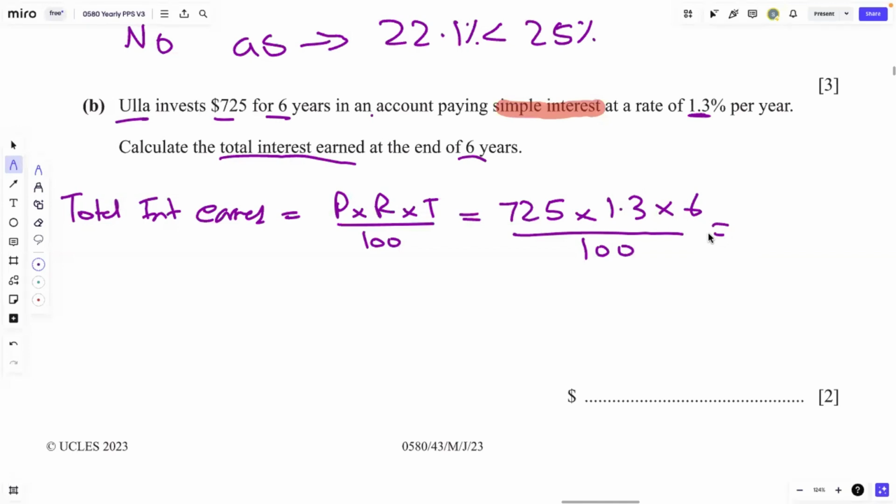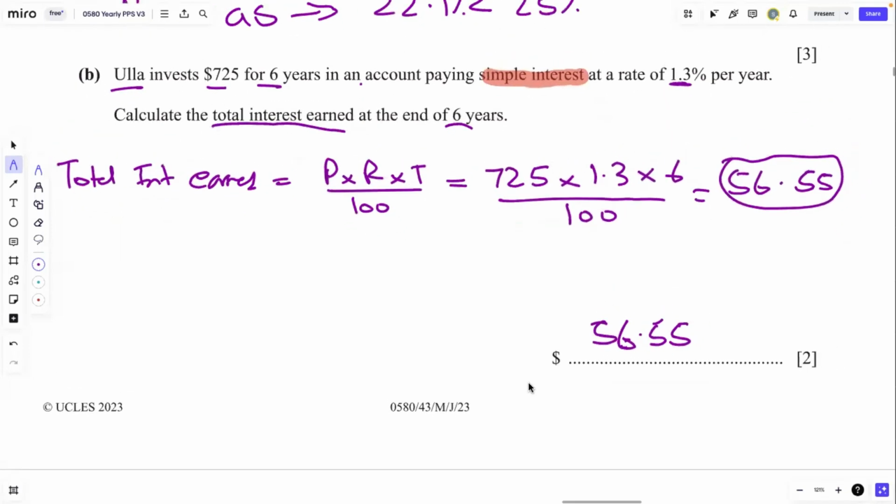Then we can use the calculator to solve this. So 725 times 1.3 times 6, whole thing divided by 100. That's going to give us 56.55. And do not round this up, because this is an exact answer. So that should be the final answer: $56.55, the total interest earned.